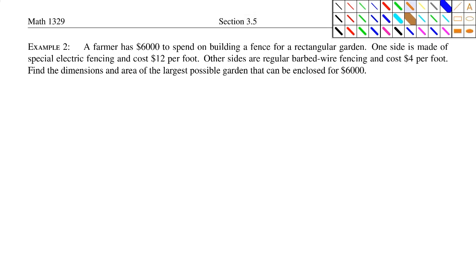So again, let's start off by drawing the picture of the garden. It's a rectangular garden. Now this one is a little special because one of the sides has the electric fencing on it. So I'll put little shocks here, like that. And it doesn't matter what we call this side. I'm going to call it X. And then we'll call the other sides Y. And the other sides just have barbed wire on them. So put little barbs on them here, like so.